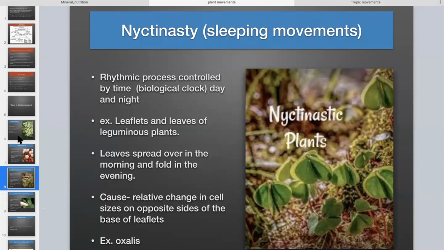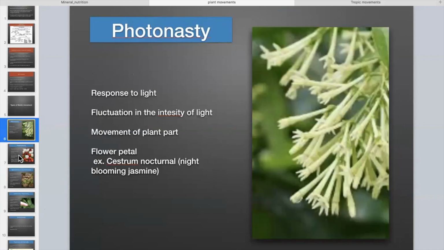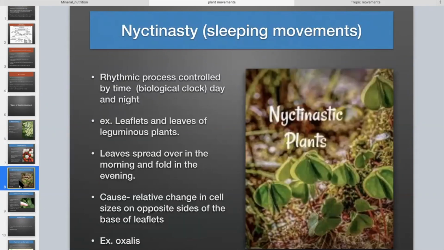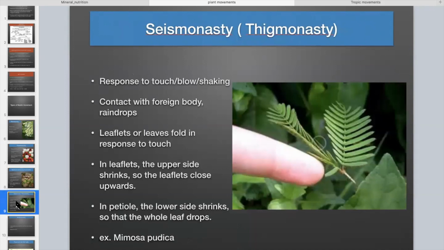What are the nastic movements we have seen? Photonasty, due to sunlight. Thermonasty, due to temperature. Nyctinasty, due to biological clock, daytime and nighttime. And the next thing we are going to learn is about seismonasty. Seismonasty is also called thigmonastic movement.